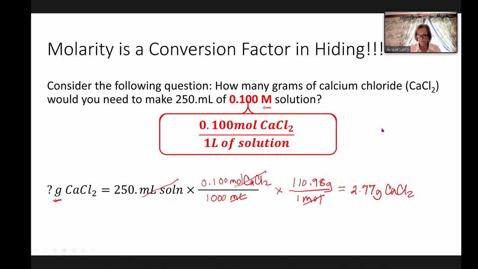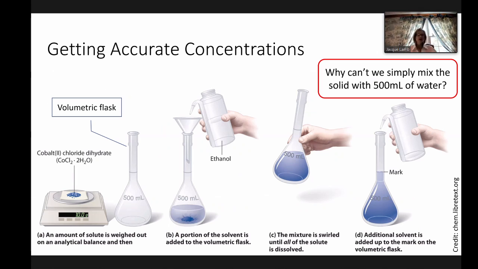Are we okay? Yes. Okay. So let's talk about how you get accurate concentrations in the laboratory. First of all, we do not use graduated cylinders to do this. We use something called a volumetric flask.